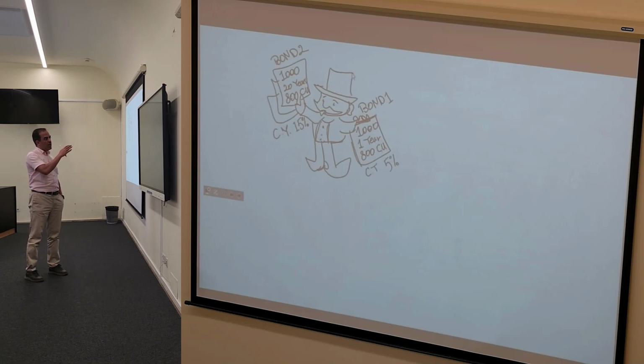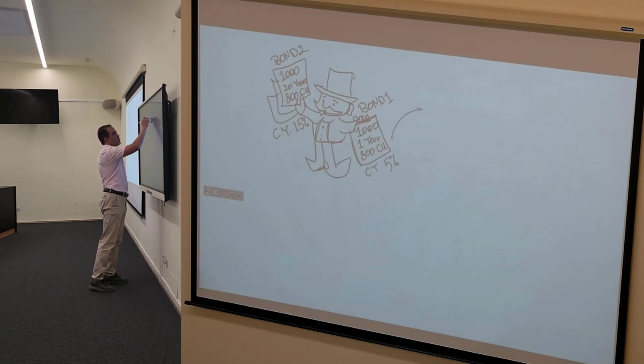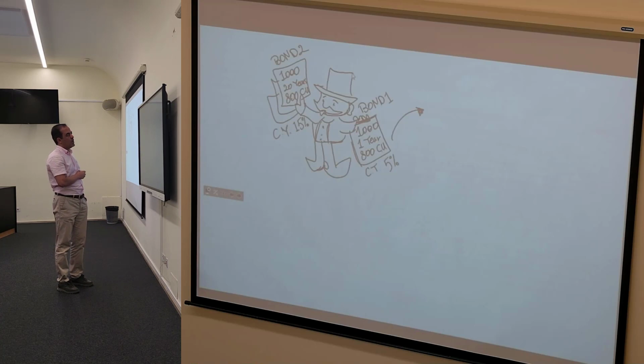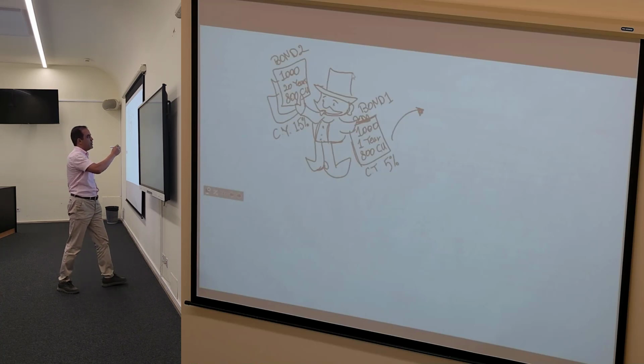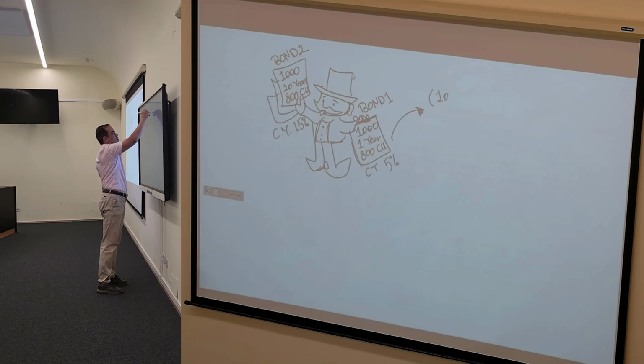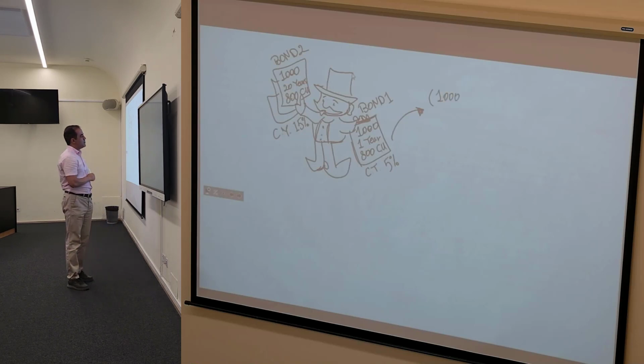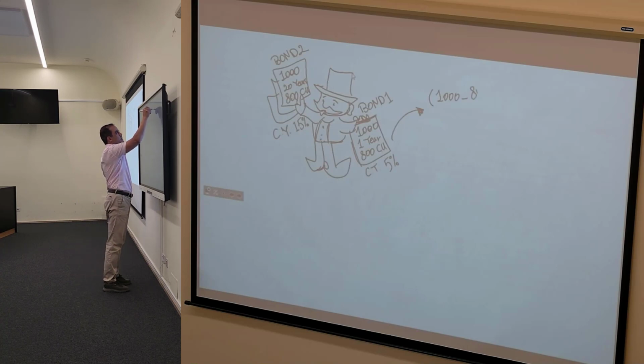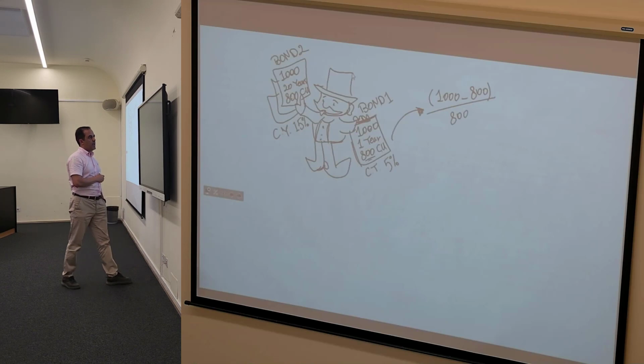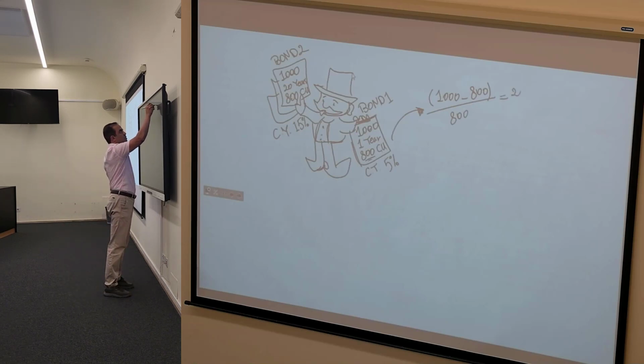So if the 1-year bond did not have a coupon payment, its yield to maturity would be what? Would be 1,000 minus 800 over 800. Means what? 200 over 800. 25%.